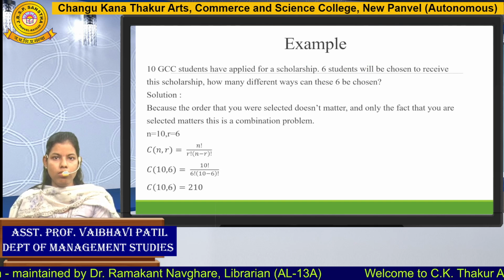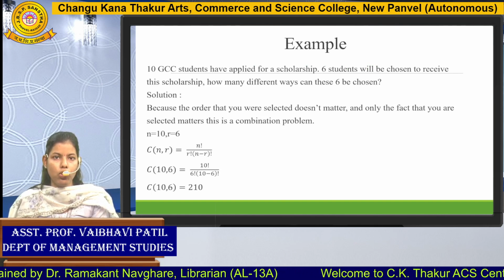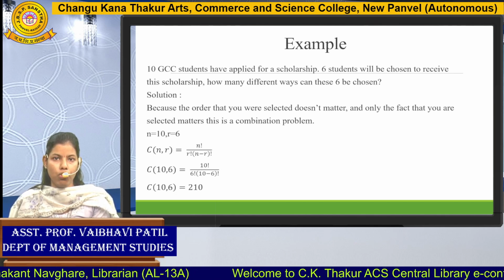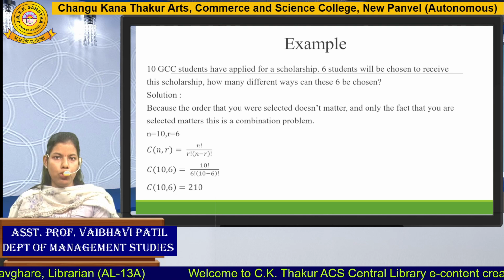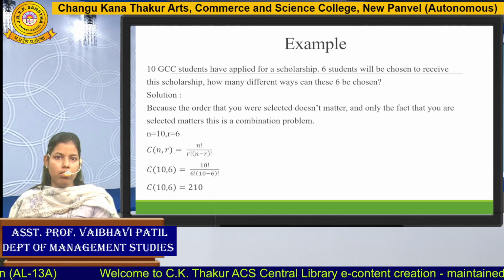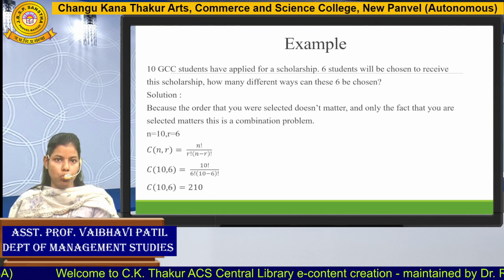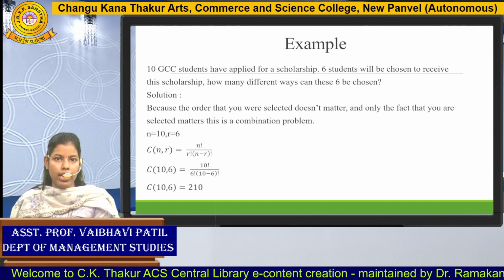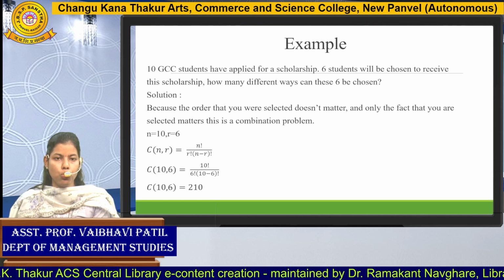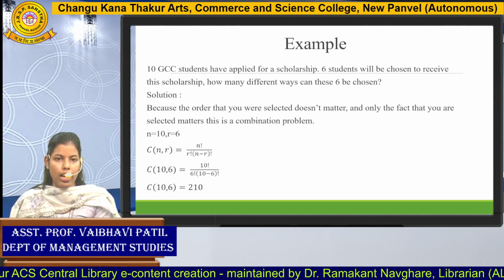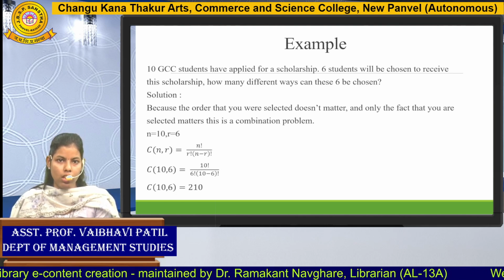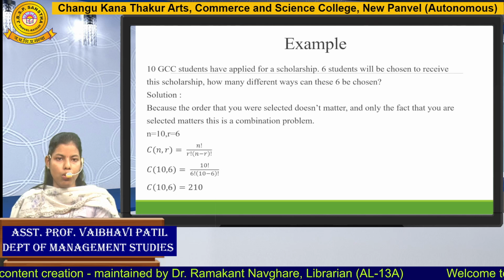Okay, so this is an example of the combination. Here 10 students have applied for a scholarship. 6 students will be chosen to receive the scholarship. How many different ways can the 6 be chosen? Because the order of selection does not matter, here n is equal to the total number of students, that is 10, and r is equal to the number of students selected for the scholarship, that is 6. So here we put n equal to 10 and r equal to 6 in the combination formula, and it gives the total number of selections.